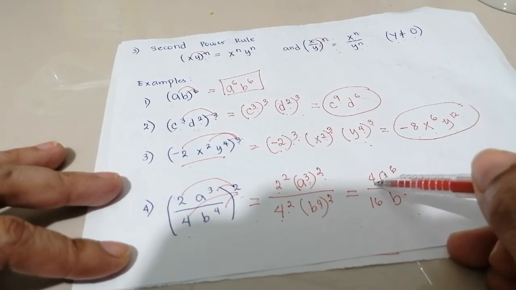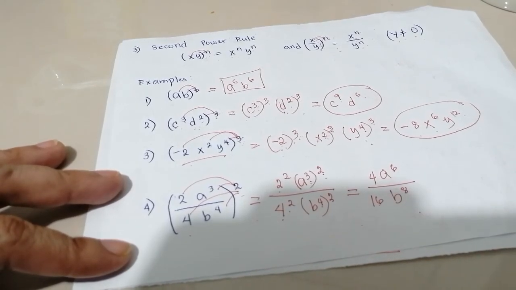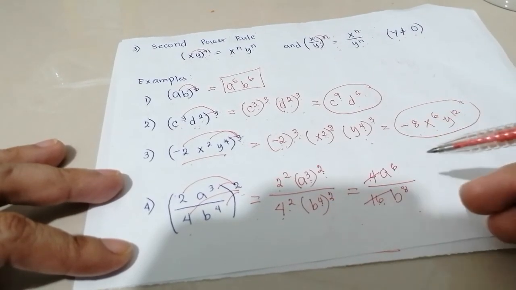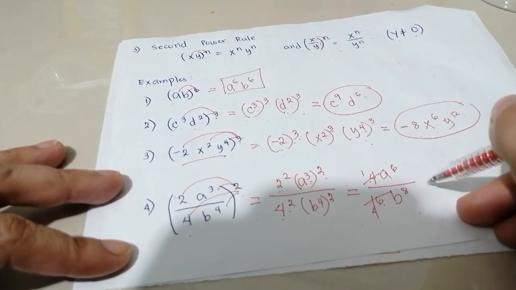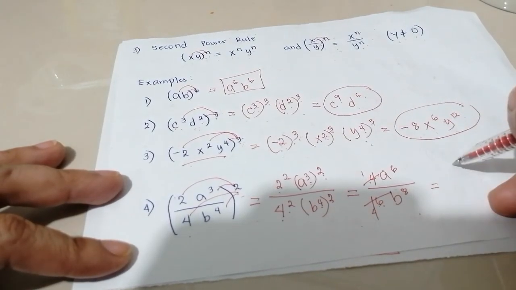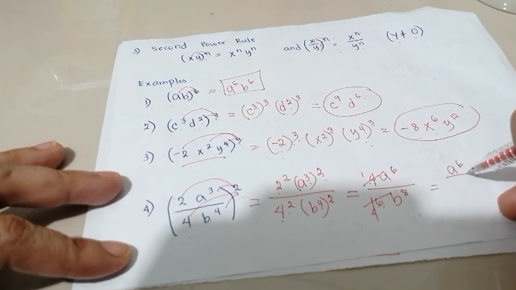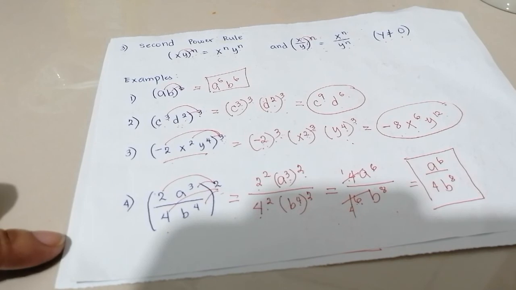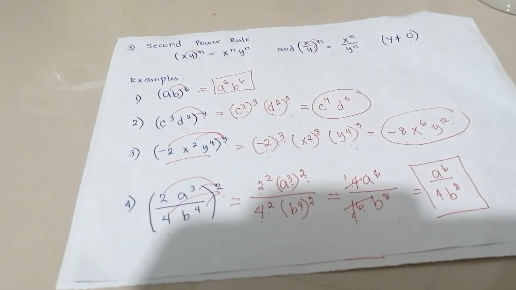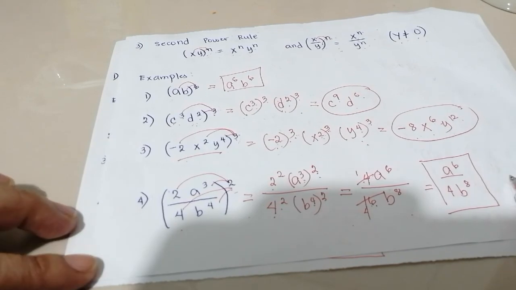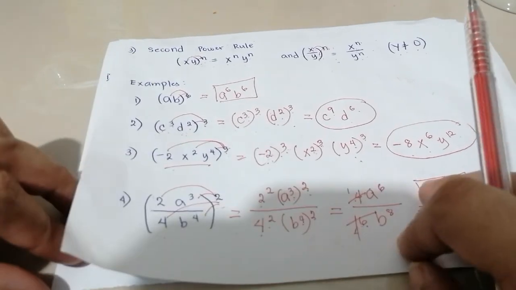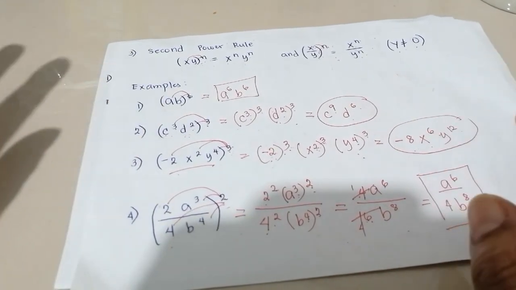But then, as you can see, 4 and 16 here, you can still simplify. Okay, so since you can still simplify 4 and 16 here, we can cancel out 4 and 16 by 4. So this becomes 1 and this will become 4. So the final answer here will be a to the 6th power over 4b raised to the 8th power. So this is the final answer. Okay, so that's how we simplify, or this is how you do the rules in exponent with the product, the first power rule, and the second rule.